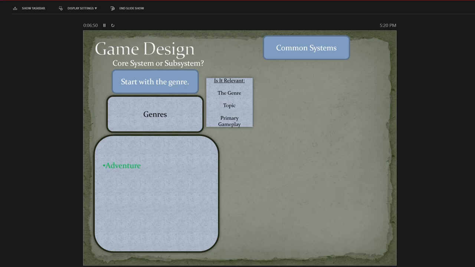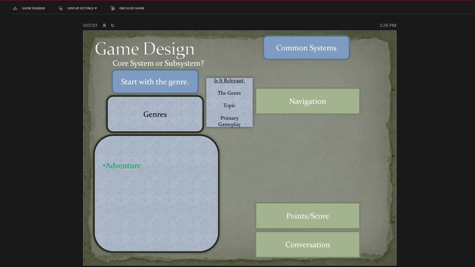Adventure games. Now, just as a reminder, adventure games are games where you go around and experience the world, and maybe you talk to other characters and things like that, or solve puzzles. So for those games, generally speaking, there's navigation, a point score system, and conversation system. Which of these do you think would be the core system of an adventure game? It really does depend on the adventure game, but in general, it's navigation because it's the exploration that matters the most. But you could also argue that the conversation system for certain adventure games is the most important one because that's how all of the problems in the game are solved. And so you might have two core systems for an adventure game.